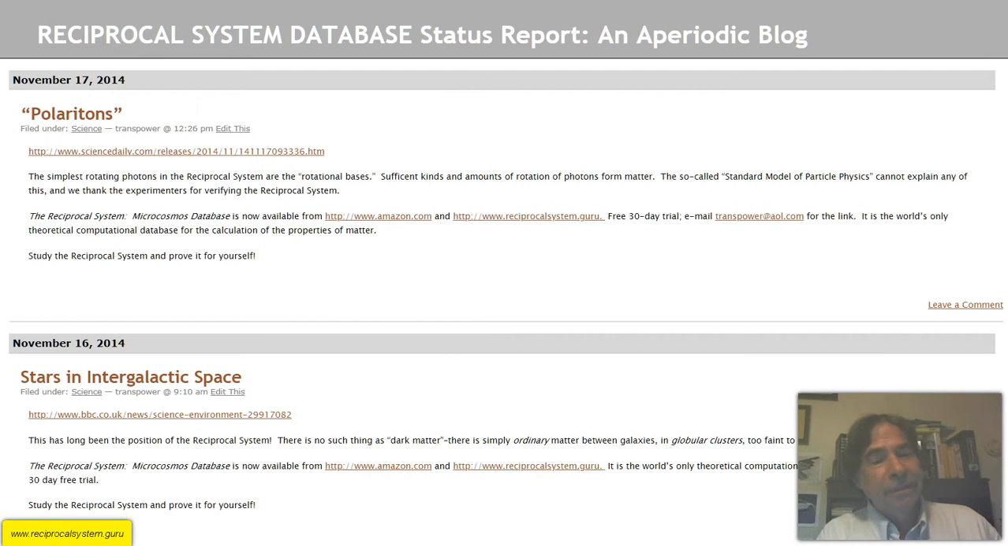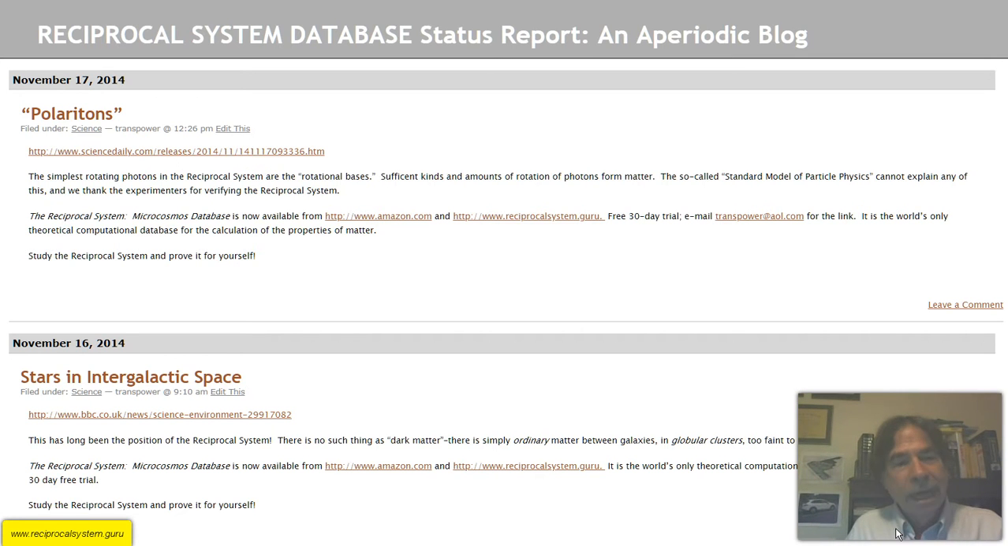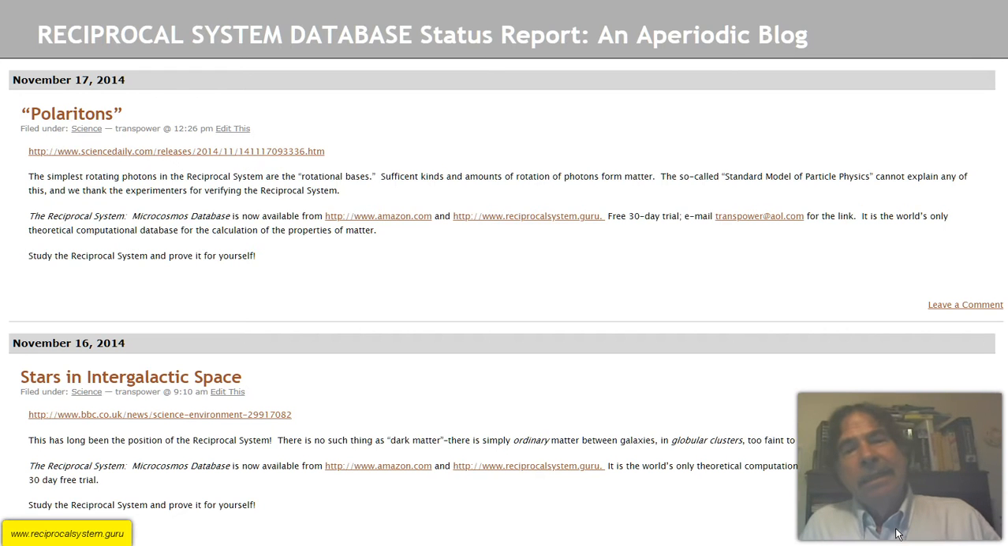Okay, well that's enough. Now this has been a long-standing position in the reciprocal system. There's no such thing as dark matter. There's simply ordinary matter between galaxies and in globular clusters, too faint to be seen with existing telescopes. Now, of course, there are some stray stars out there which have been flung out in galactic explosions, perhaps in galactic mergers, etc. So there could be lone stars out there, but most of them are going to be in globular clusters. And the article doesn't even mention that.